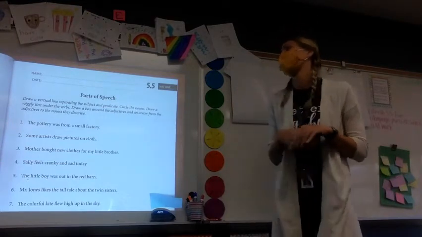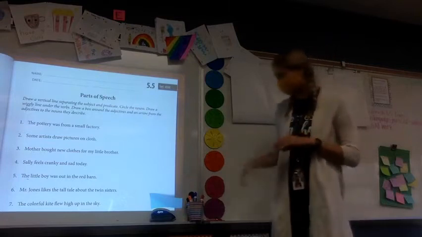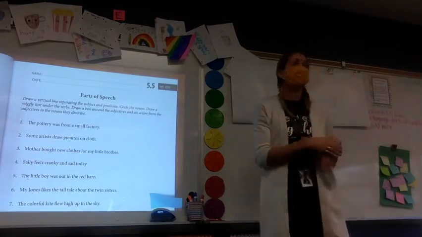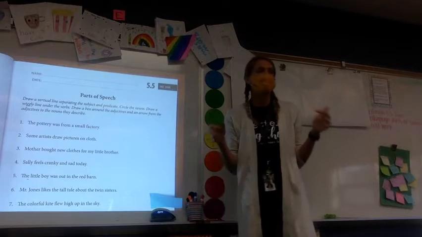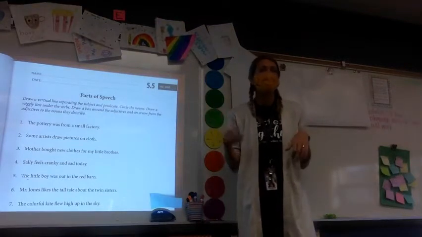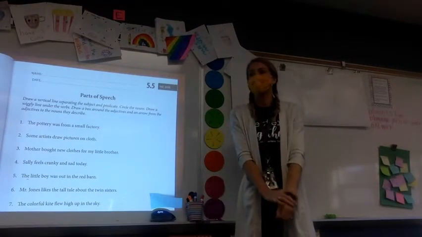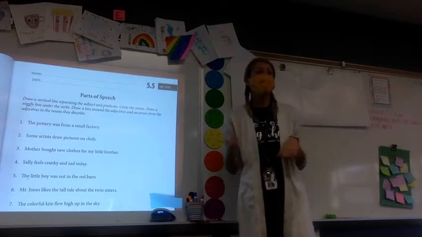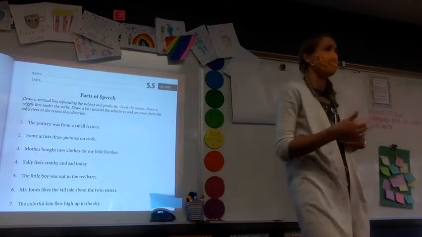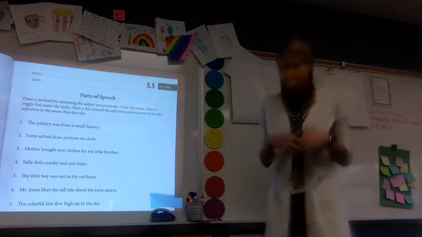It says draw a vertical line separating the subject and the predicate. So a vertical line is up and down. But there's two kind of new words in there. What new words were they? Draw a vertical line separating the subject and the predicate. Have you heard those words before? Yeah. So it's going to be hard to know what those are.